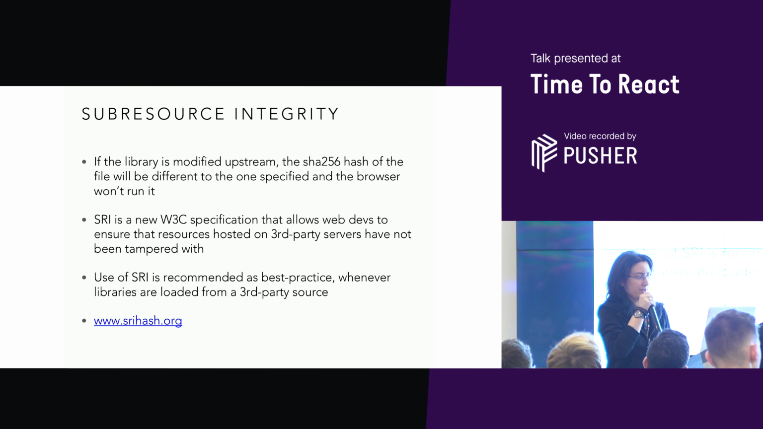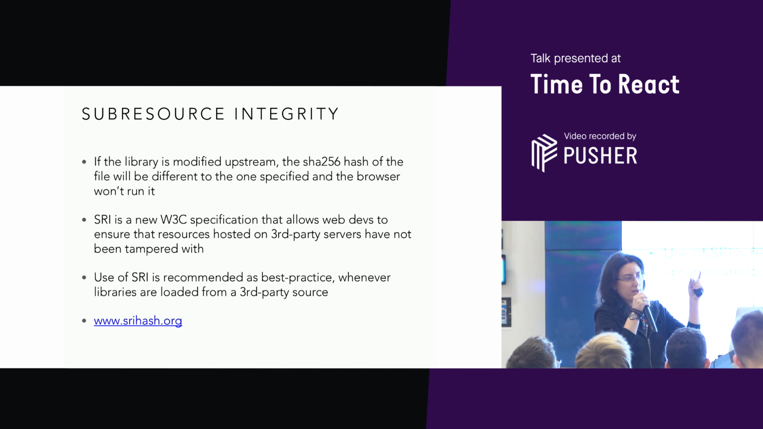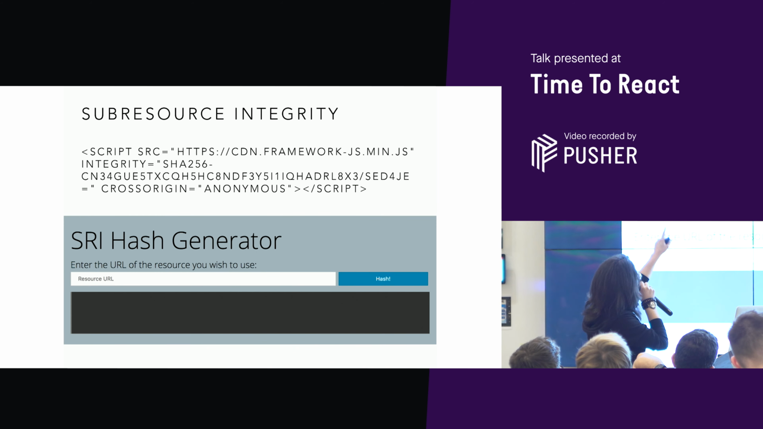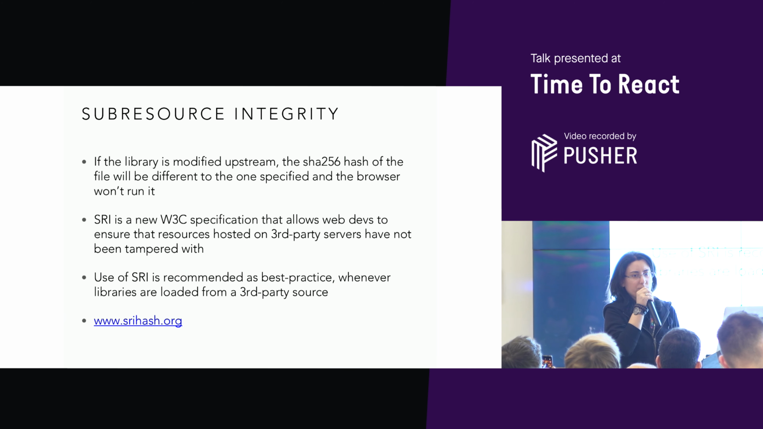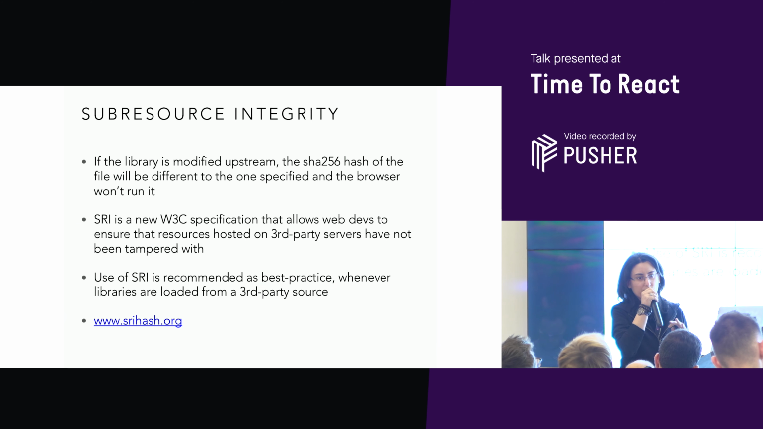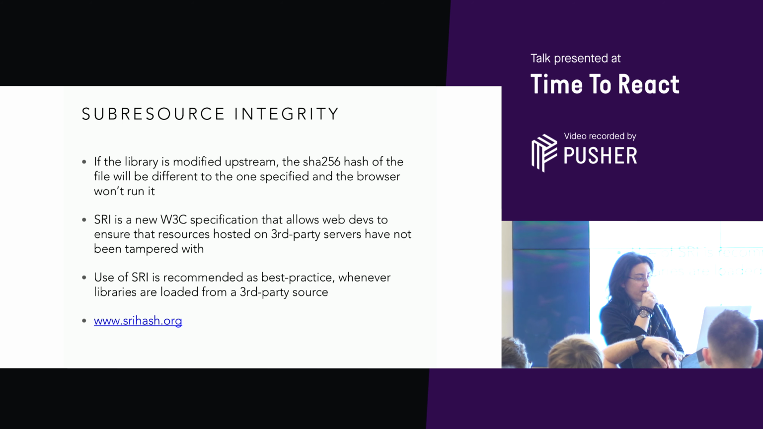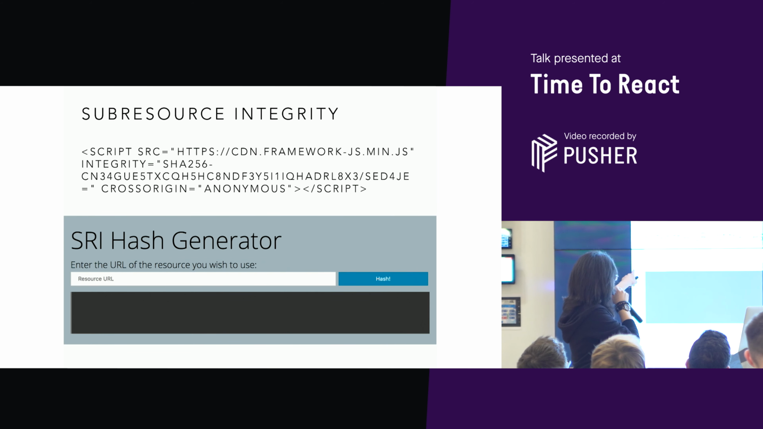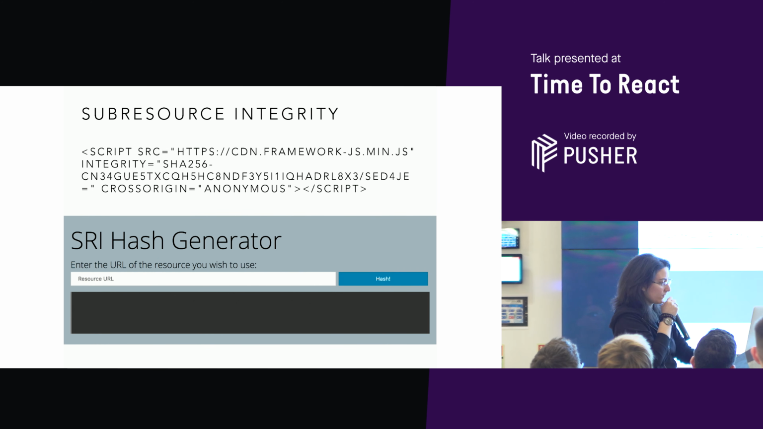One of the solutions would be to integrate what we call subresource integrity. So you would have actually a hash like this following your script. And this hash, if it's different from the one specified, the browser won't run it. So this is a new specification from W3C. It's part of best practice. So this website actually is this one, and if you put the URL, it will actually generate a SHA.